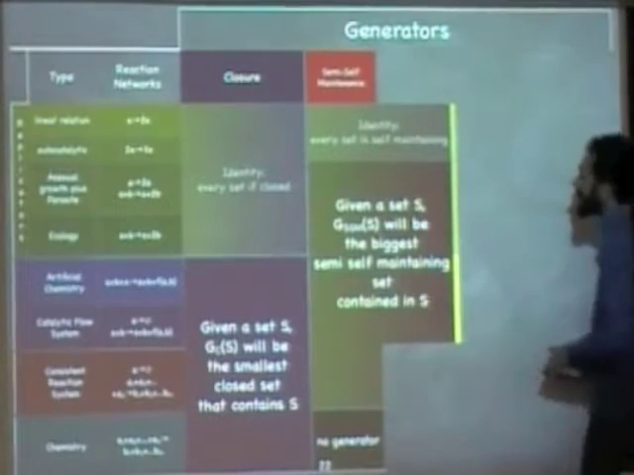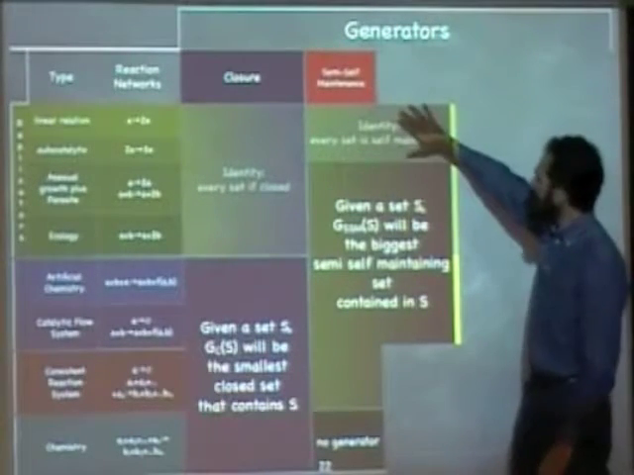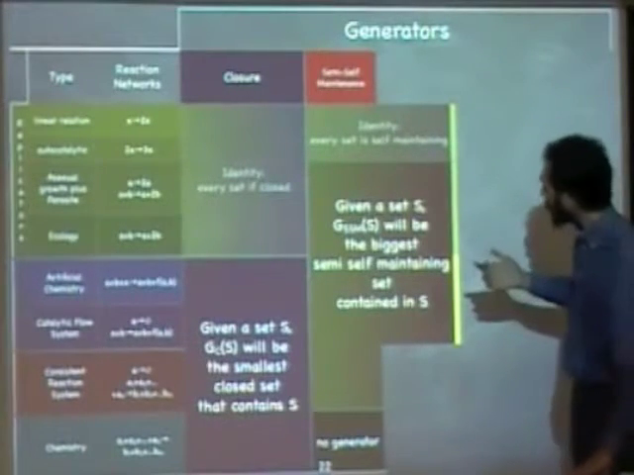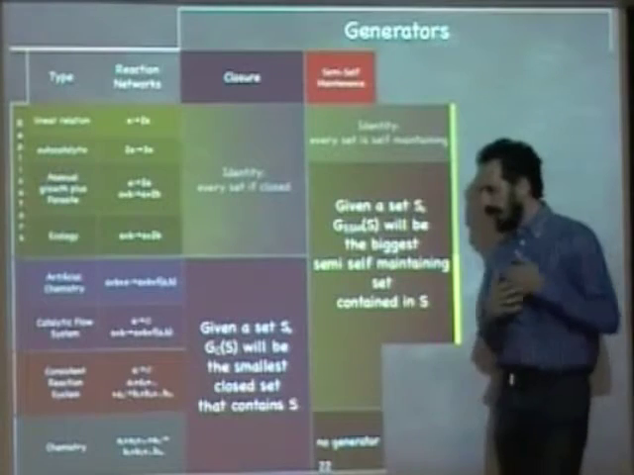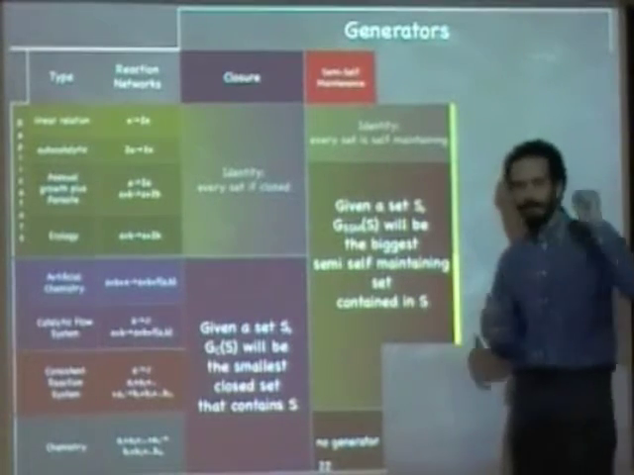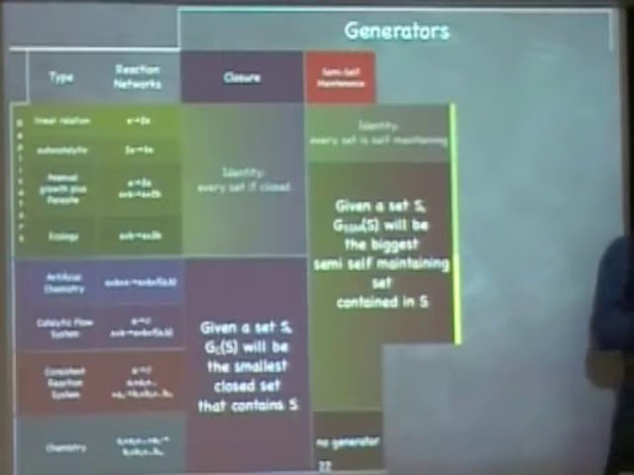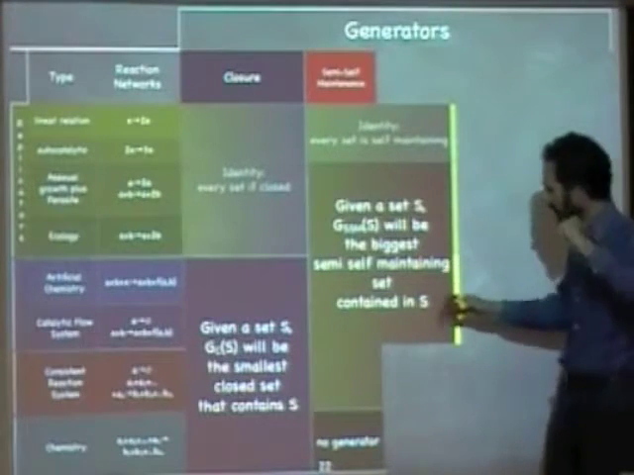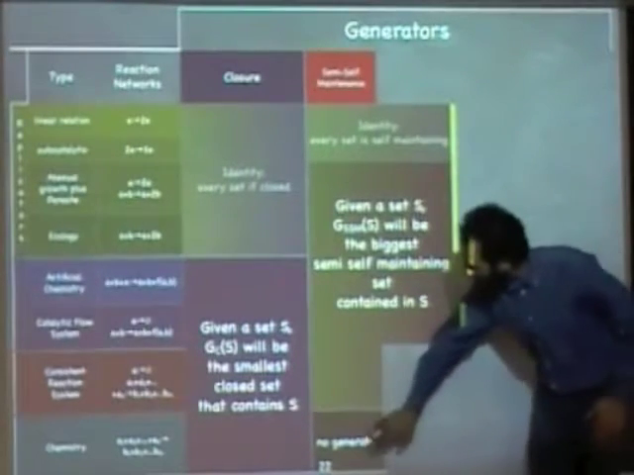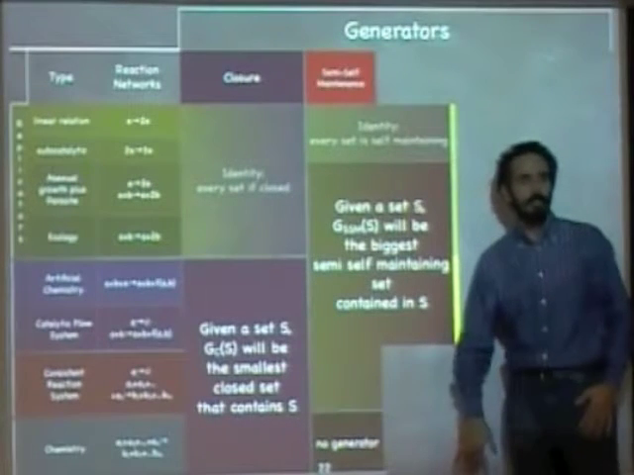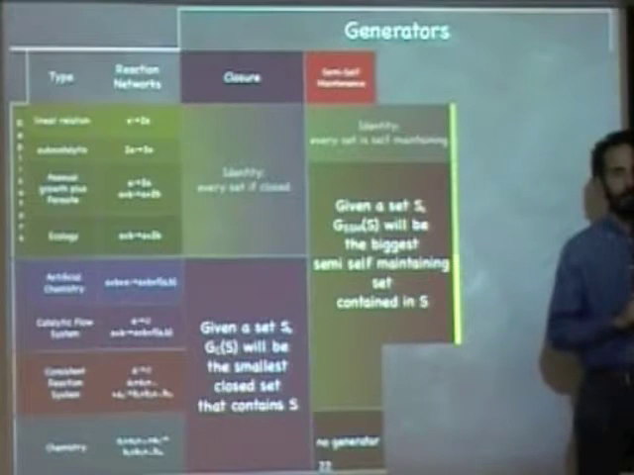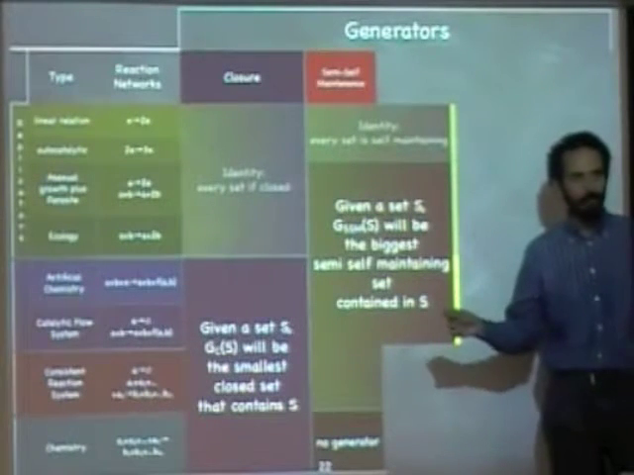For semi-self-maintaining sets, again, here we don't need to do anything. It is essentially the equivalent. They generate a semi-self-maintaining set. Given every set, you can generate a semi-self-maintaining set as the biggest set inside it. Again, it exists and it's unique. It can be proven, it's basic algebra. But then, for chemistry, you cannot do it. Why can you not do it? Because it's not unique. Because you can have more than one.